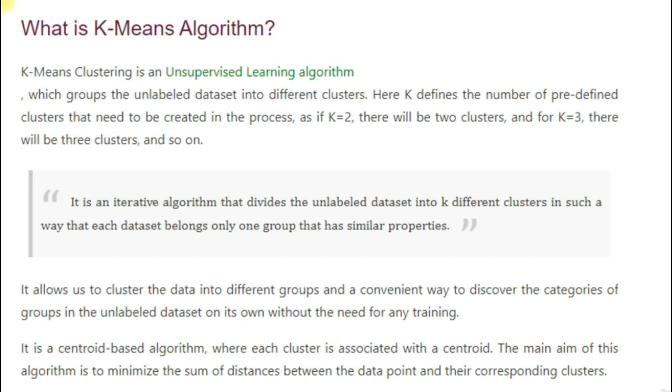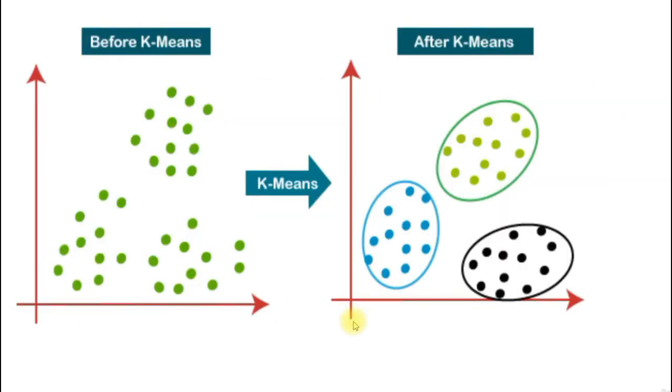As this is an unsupervised learning algorithm, we don't have the training and testing part that we used to do in algorithms like random forest, decision tree, logistic regression, etc. So it is a centroid-based algorithm where each cluster is associated with a centroid. The main aim of this algorithm is to minimize the sum of distances between the data points and their corresponding clusters. So this is the graphical representation of the k-means algorithm.